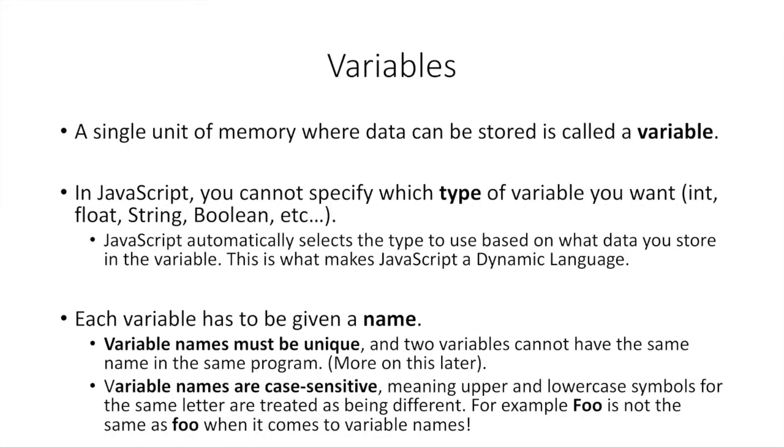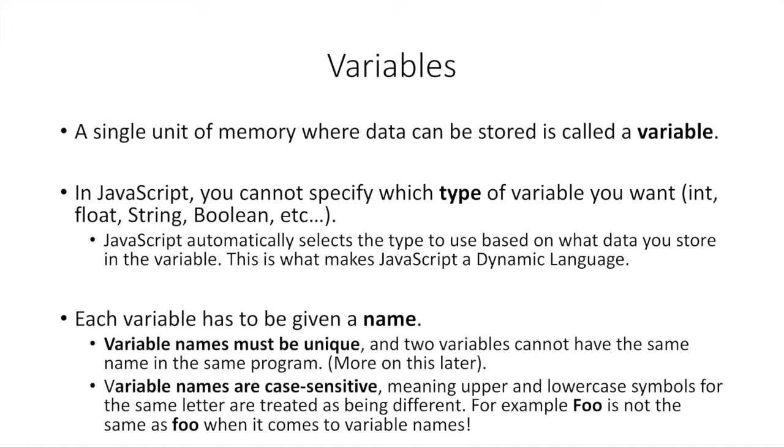Okay, and then we have something called a variable, which we've gone over before, which is basically data stored in a certain piece of memory, and that piece of memory is called a variable. In JavaScript, you cannot specify the type of the variable. That is actually what makes the language dynamic, which means that based on the data that you put inside the variable, whether it's an int, a float, a string, a boolean, whatever it is, JavaScript will just automatically store that in the variable, and you can't specify the type.